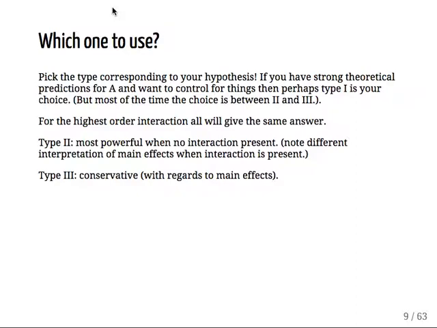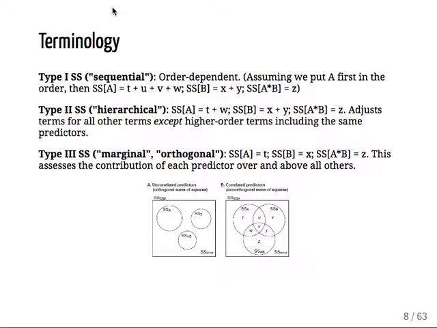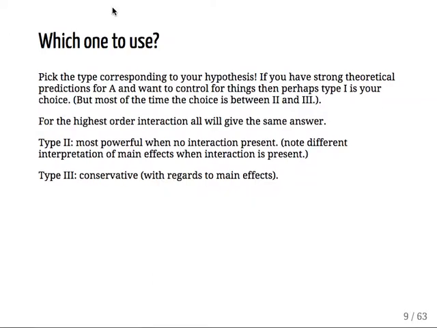For the highest order interaction, all of them will give the same statistical answer. But the type 2 is most powerful when no interaction is present, and the type 3 is the most conservative with regards to assessing the main effects. And that's because you remember the type 3 only takes into account T, X, Z, and doesn't take into account the overlapping things in those Venn diagrams. So that's why it's the most conservative. And that's also why for most software packages, this will be the default, and that's also why psychologists might tend to like that. But in some cases, you might be better off picking type 1, type 2, depending again on your hypotheses and depending on your assumptions.